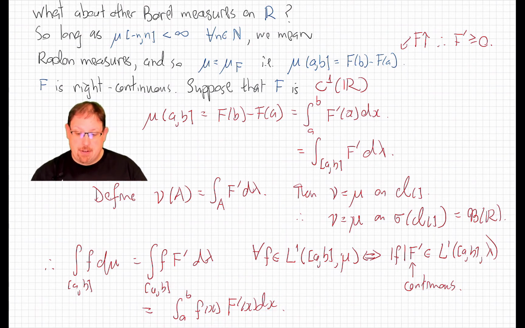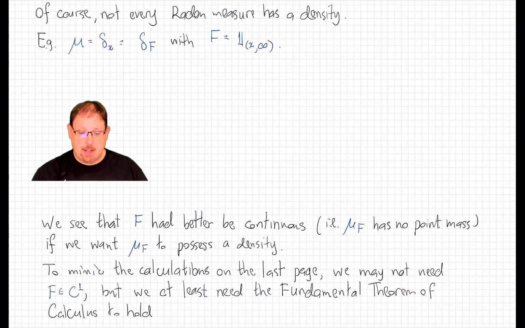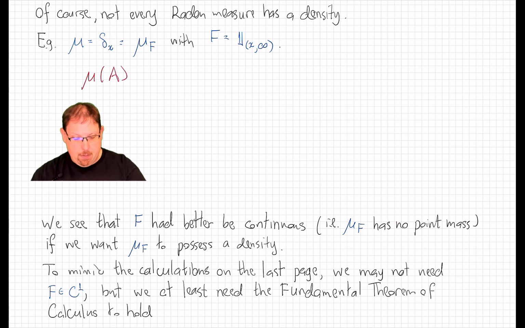Now, how general is that? Does capital F need to be C1 in order for that to work? Not quite, but it's pretty easy to see that it's not going to work in great generality. For example, consider point masses, which are, of course, Radon measures. The point mass at x is the Radon measure with cumulative distribution function F given by an indicator function of the set bigger than x. Of course, we know what that means. It means that the measure of any Borel set, or actually any subset of the real line, is equal to 1 if x is in that set, and 0 if it is not.